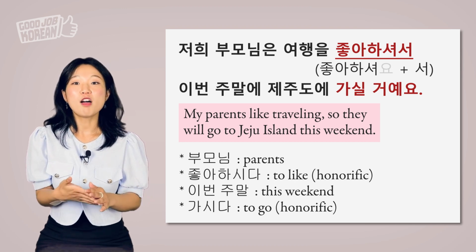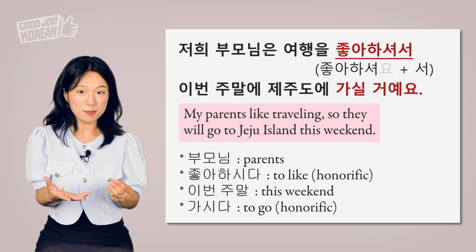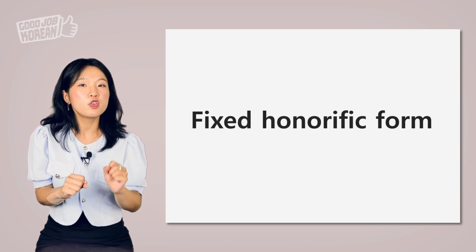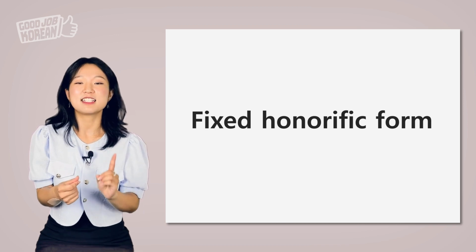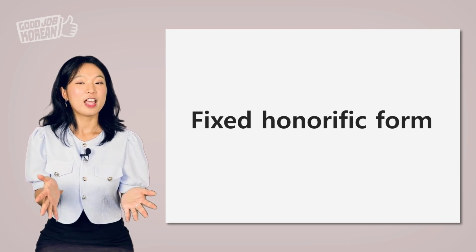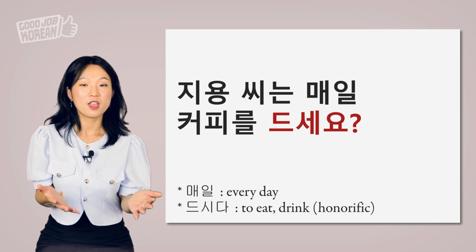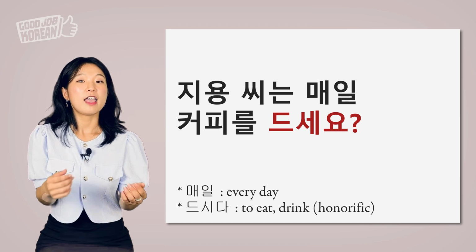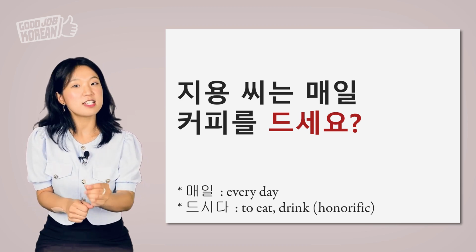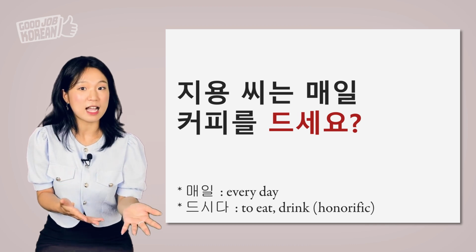So far, we've talked about how to use 으시 suffix to make an honorific form, but actually, there are a few fixed honorific forms as well. Let's take a look at sentence examples. First one, 지용 씨는 매일 커피를 드세요? 드세요 is from 드시다, and 드시다 is a fixed honorific form of 먹다 or 마시다.